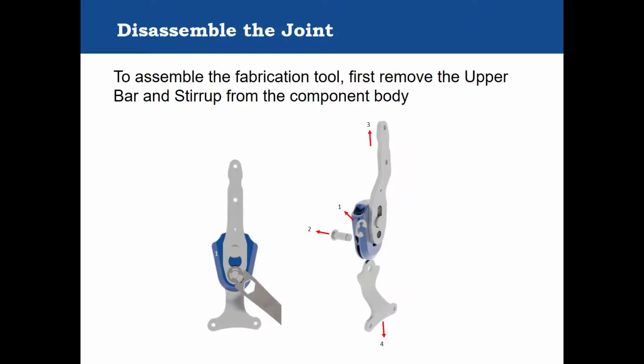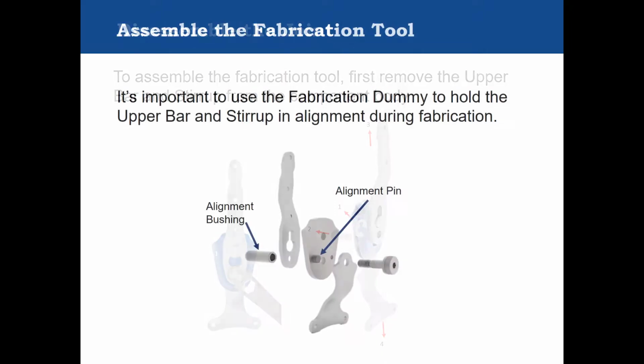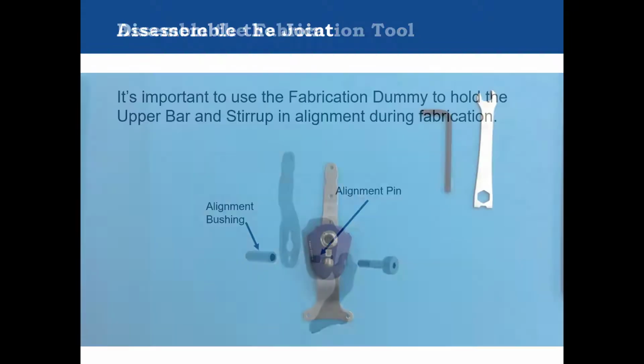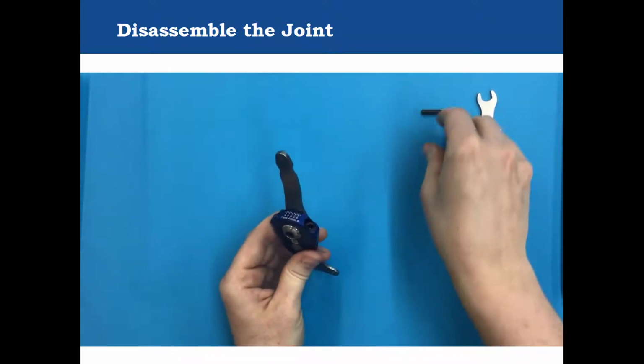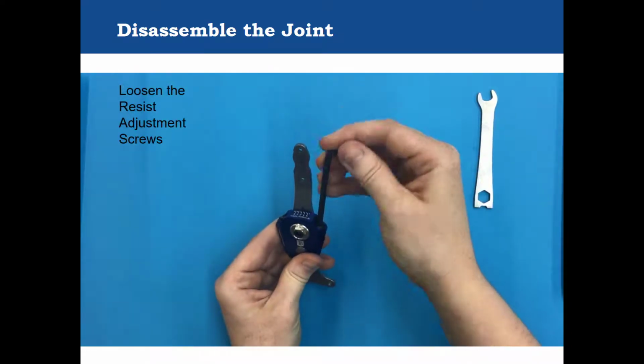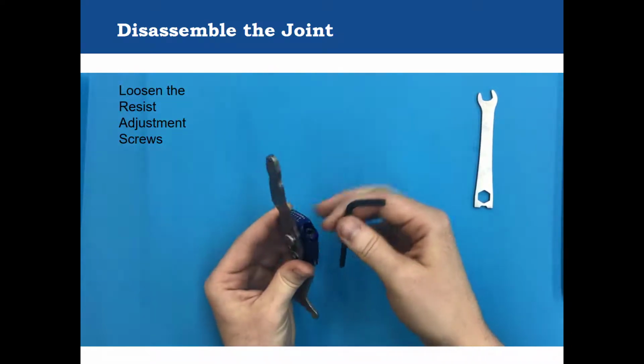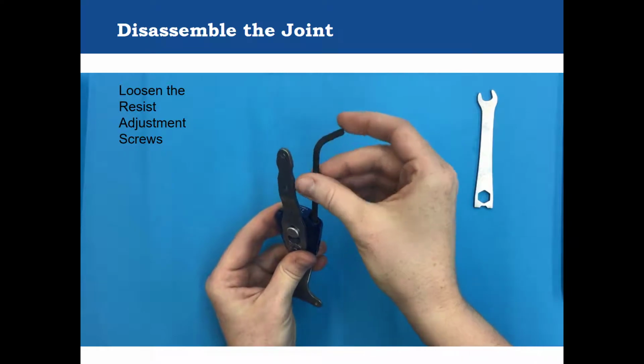The upper bar and stirrup must be removed from the component prior to assembling the fabrication tool for fabrication. The fabrication dummy included with the fabrication kit holds the upper bar and stirrup in alignment during fabrication. To disassemble the triple-action component for fabrication, first, slightly loosen the adjustment screws to reduce the preload of the springs on the stirrup head.